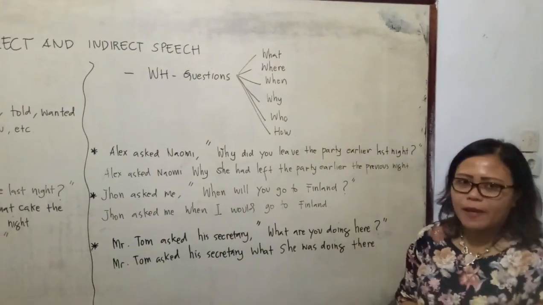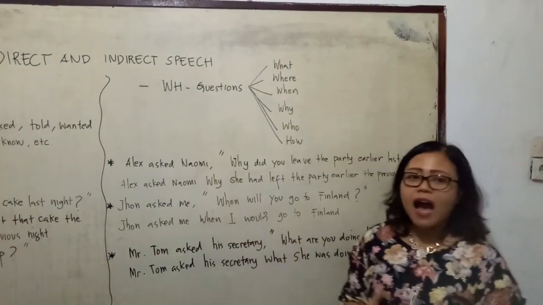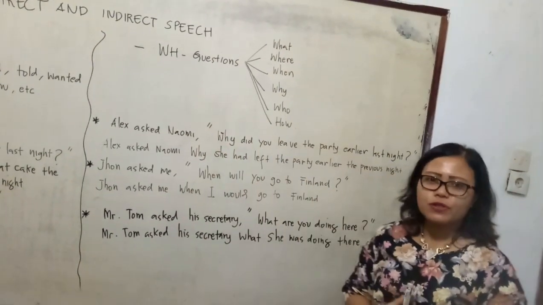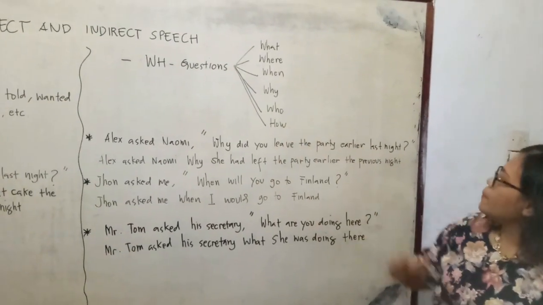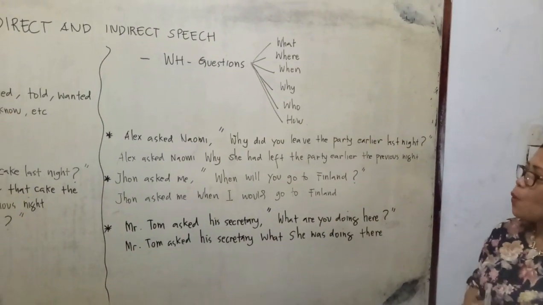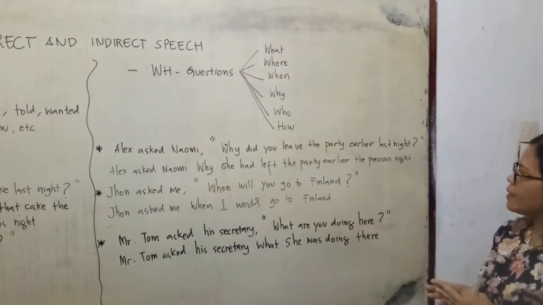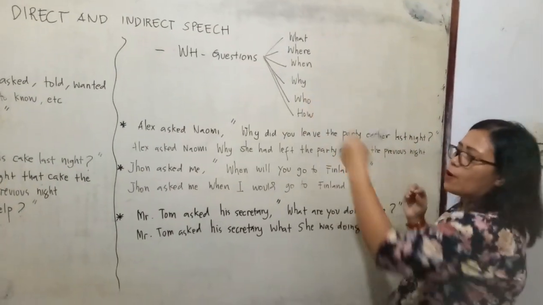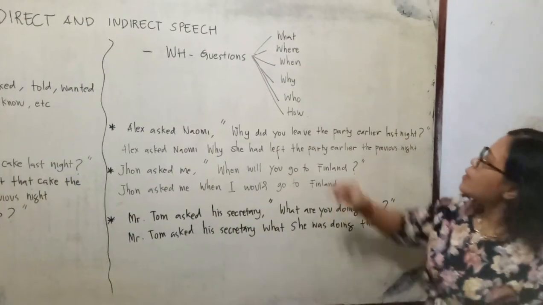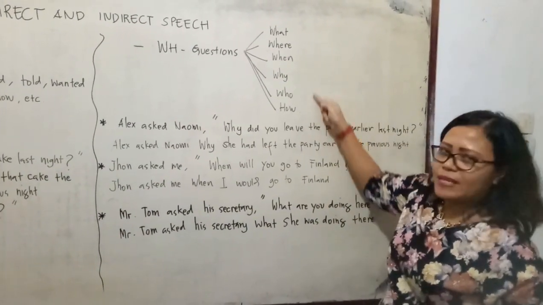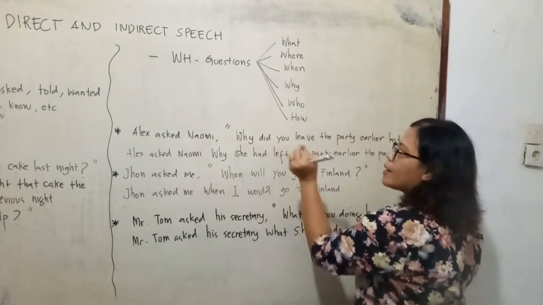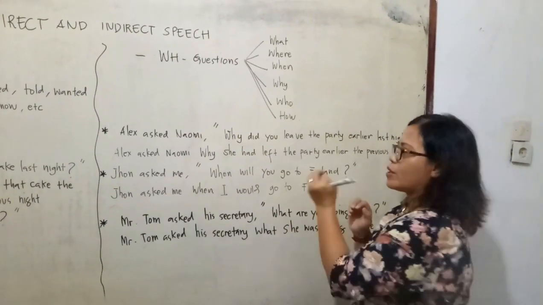Alex asked Naomi, "Why did you leave the party earlier last night?" In this form, you don't need to use if or whether. Just use the question words here. Okay? It depends on the question word in that sentence or in that question.